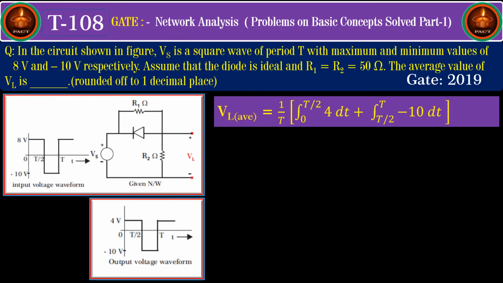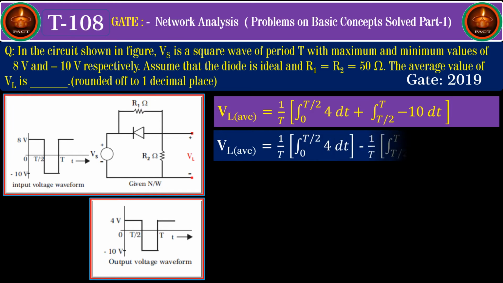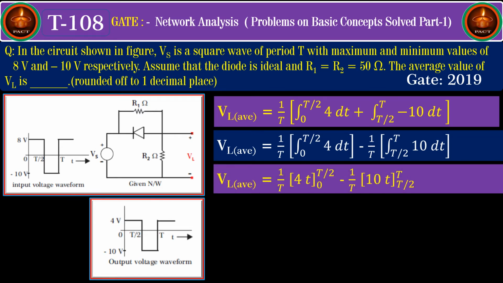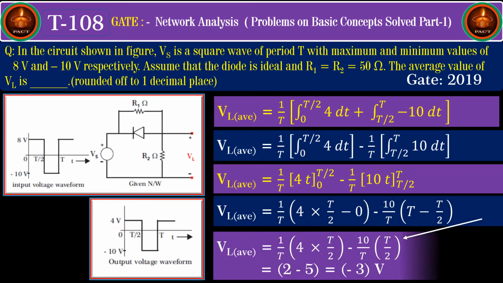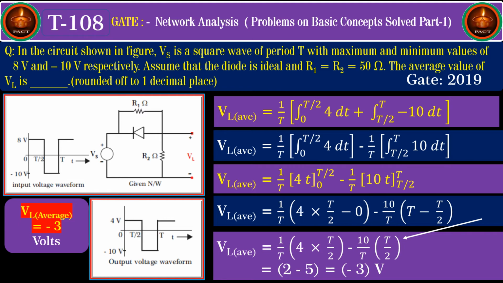VL average is equal to 1 upon t into bracket integration 0 to t by 2 4 dt plus integration t by 2 to t minus 10 dt. By expanding the bracket, we get VL average is equal to 1 upon t into integration 0 to t by 2 4 dt minus 1 upon t into integration t by 2 to t 10 dt. By integration, we get VL average is equal to 1 upon t 4t between the limits 0 to t by 2 minus 1 upon t into 10t between the limits t by 2 to t. By substituting the limits and solving, we get VL average is equal to minus 3 volts. Very simple and straightforward, isn't it?